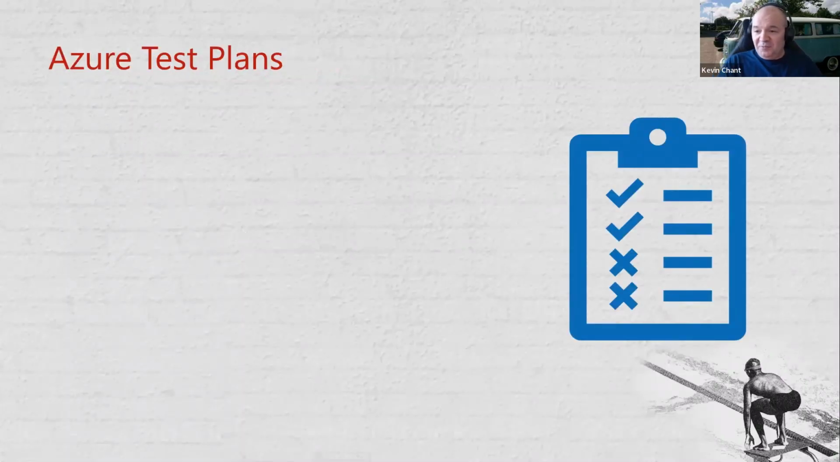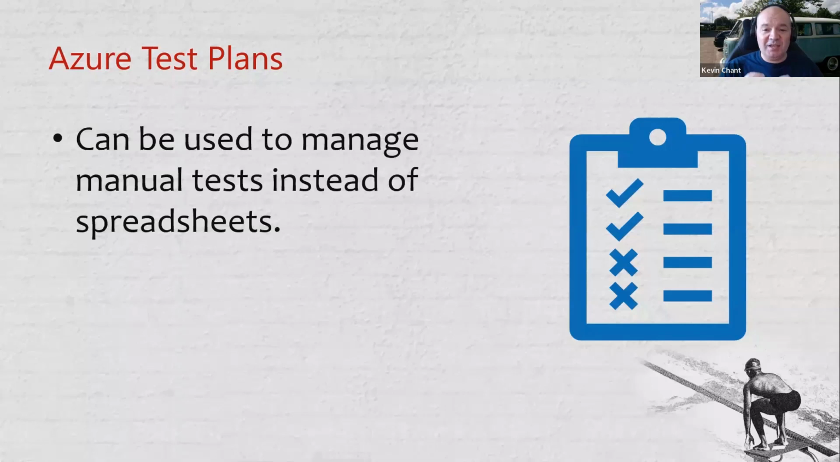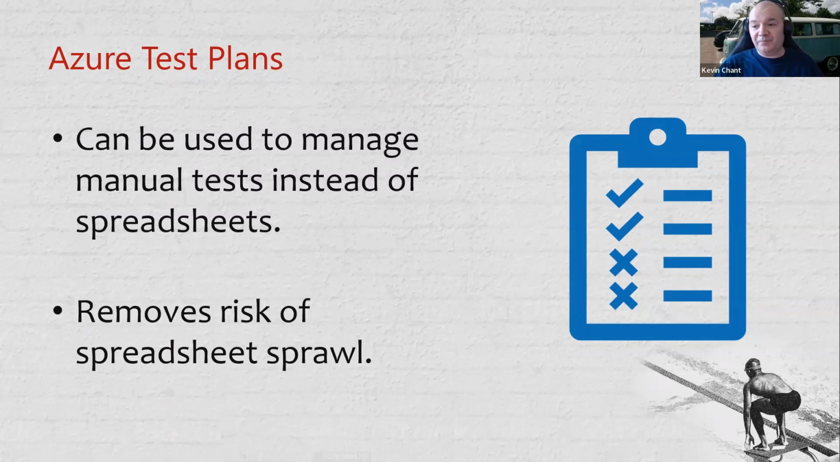And that very nicely brings us on to Azure Test Plans, which can be used to manage manual tests instead of spreadsheets. Which I personally think is good because you have all of your test cases in one central location, and it also introduces some interesting functionality you can take advantage of because you can do things based on what's in Azure DevOps already. In addition to it, they also remove the risk of something I call spreadsheet sprawl.